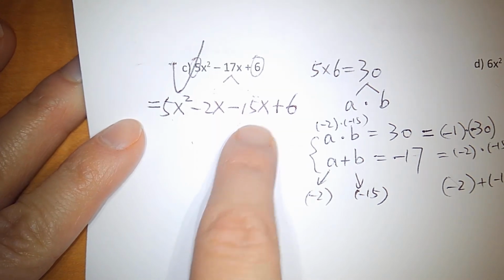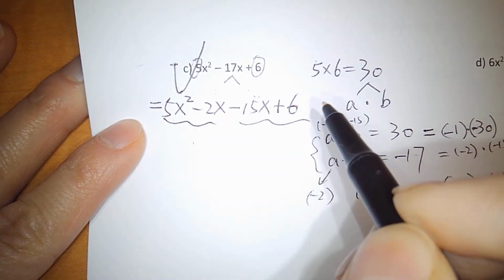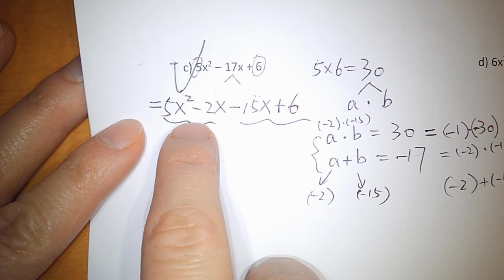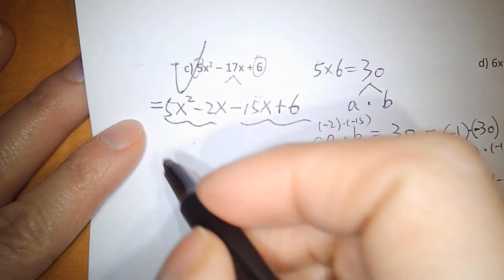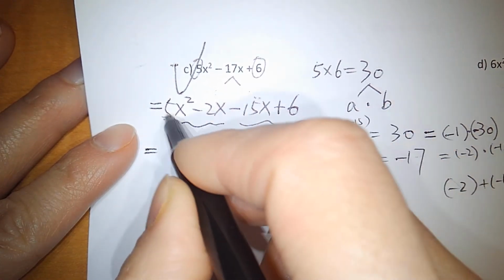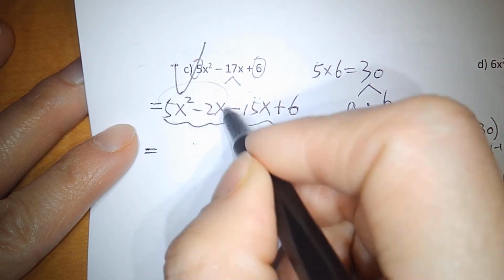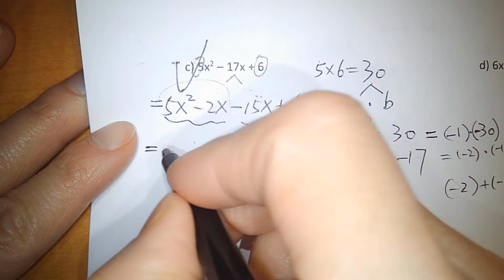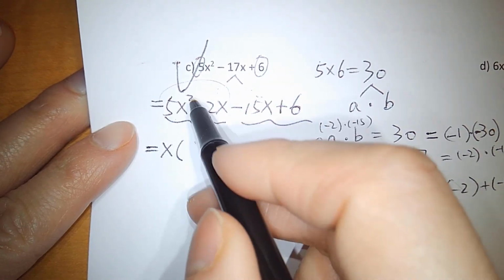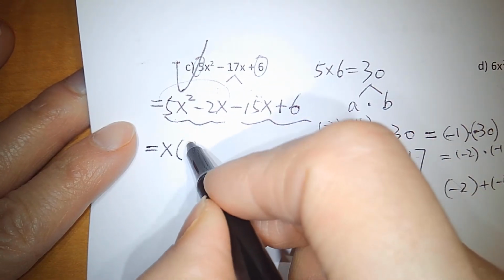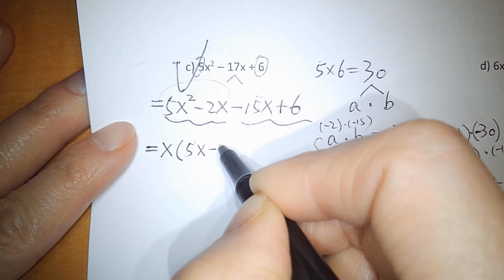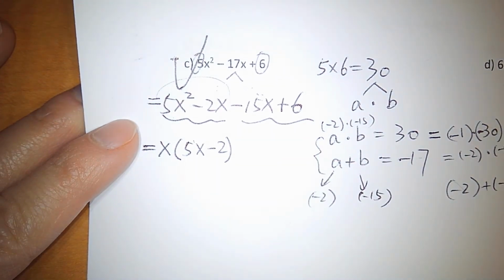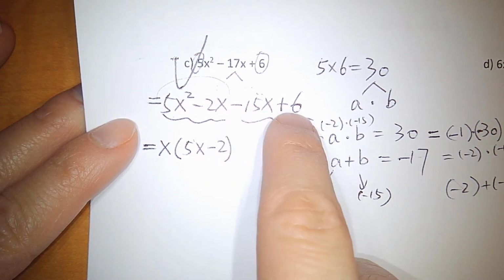Then what do we do now? You split it up and you factor by grouping, right? Grouping. So the first two terms, any common factor from the first two terms? X squared, x, yeah, right, x. So if we factor out x, we should have what? 5x minus 2, right? Now negative 15 and positive 6.